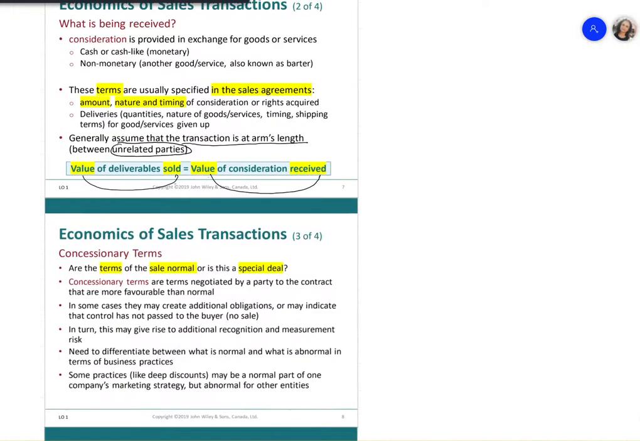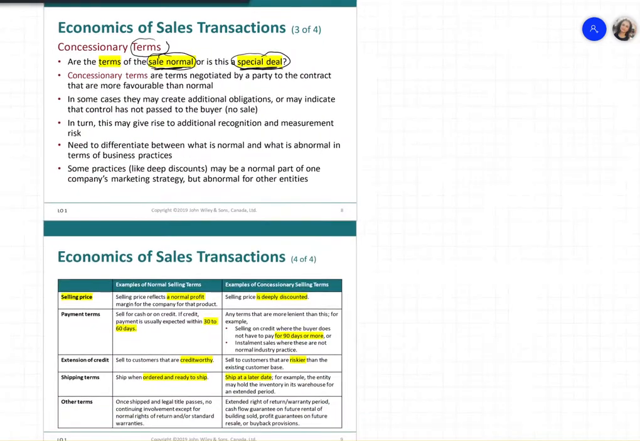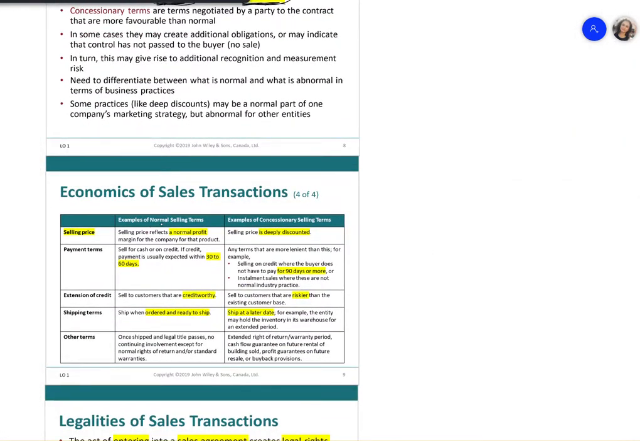Going further, the next term is called concessionary terms. Concessionary terms ask: are the terms of a sale normal, or is there a special deal? The terms are going to be different if the sale is a normal sale or a special deal. When I want to talk about what we mean by a normal sale or a special deal, the next chart explains it a little better. When we go to the next one, these are some of the examples.